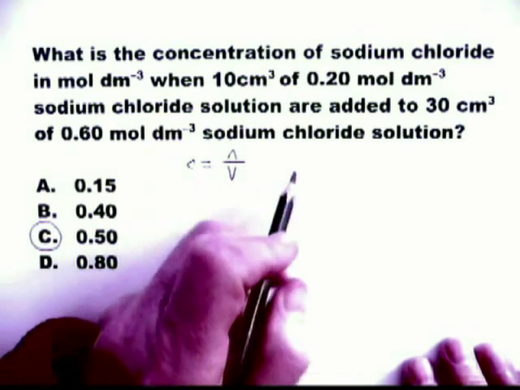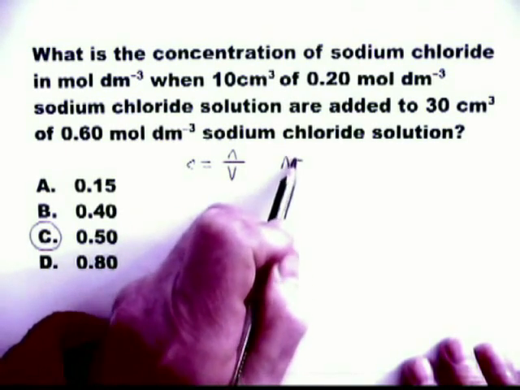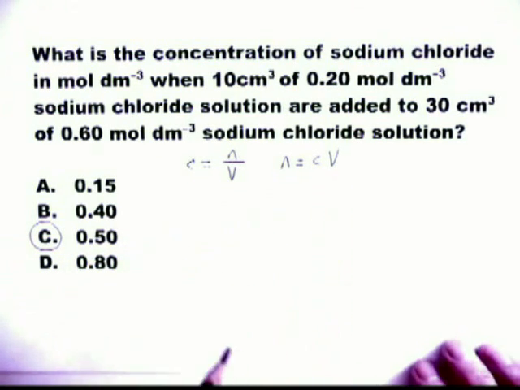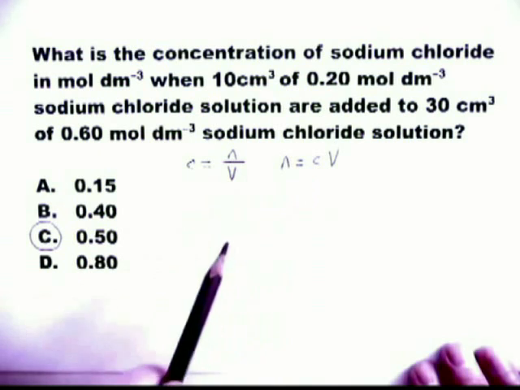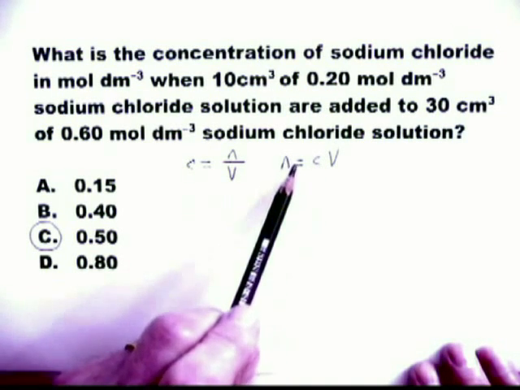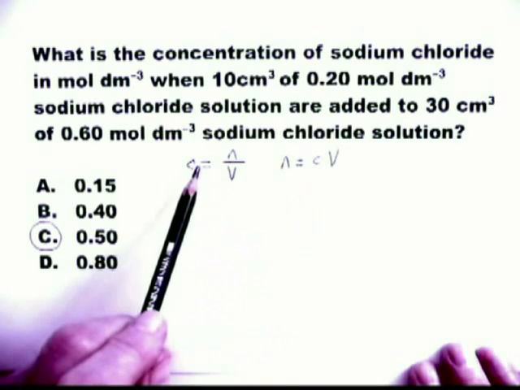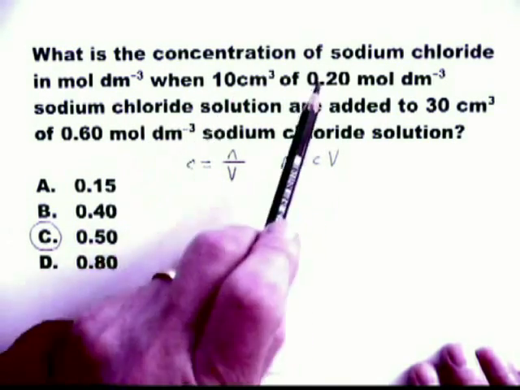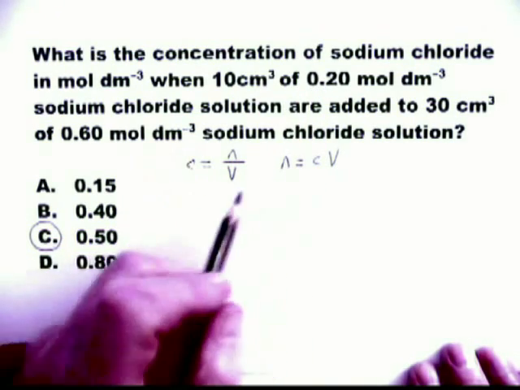We will now rearrange this so that n equals C times V. These are the two formulas we're going to use. We're going to use n equals CV first, to find the number of moles, and then C equals n over V to find the concentration.